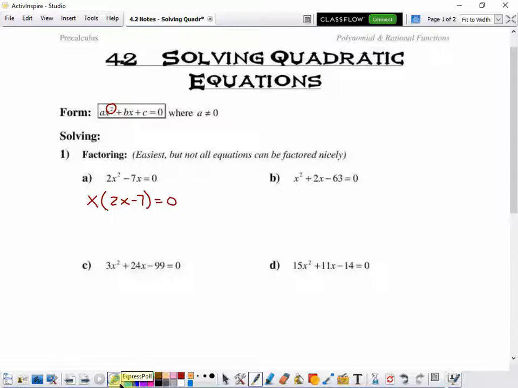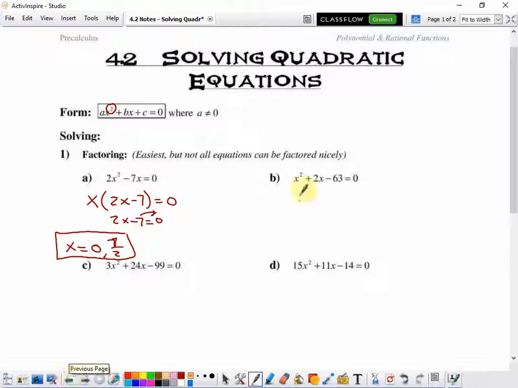Okay, so I'm going to have 2 solutions, or 2 roots, and those roots are what value of x makes each factor a 0. So if I put in a 0 for the x's, this first factor is going to be 0. So one of my roots is x equals 0. The other root is the value of x when this second factor equals 0. 2x minus 7 set equal to 0. I move that 7 over, it becomes positive, and divide by 2, I get x equals 7 over 2. Those are my 2 roots, 0 and 7 halves.